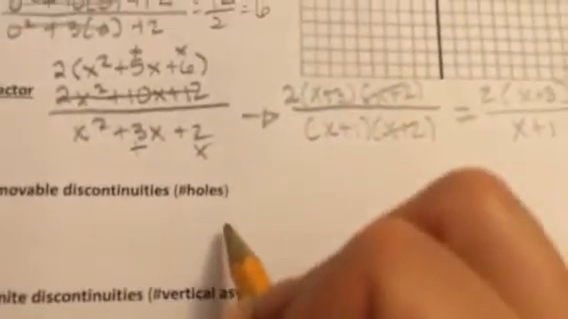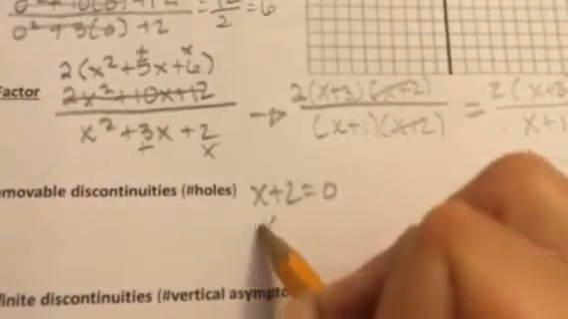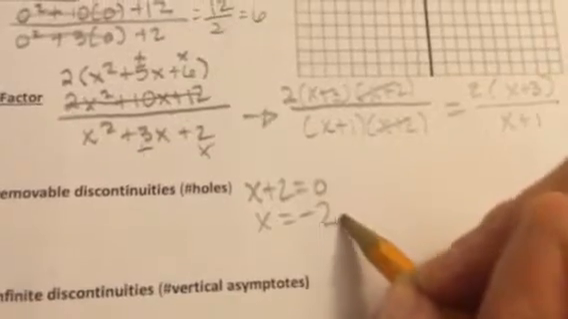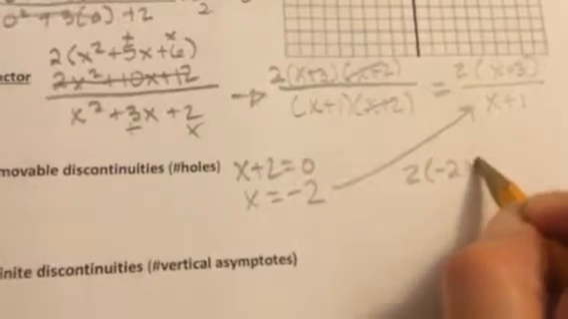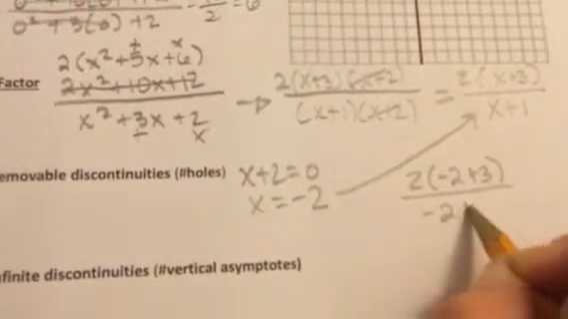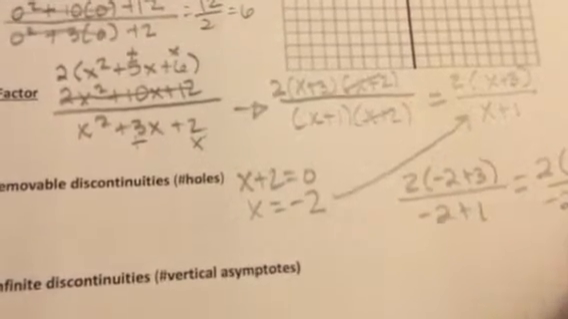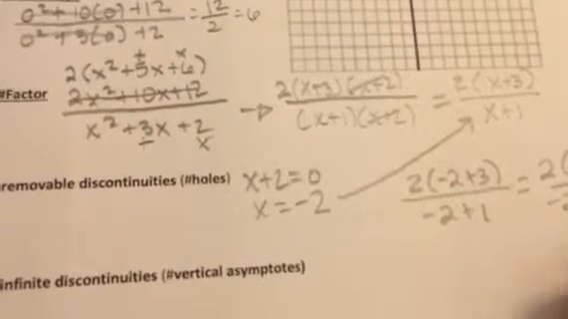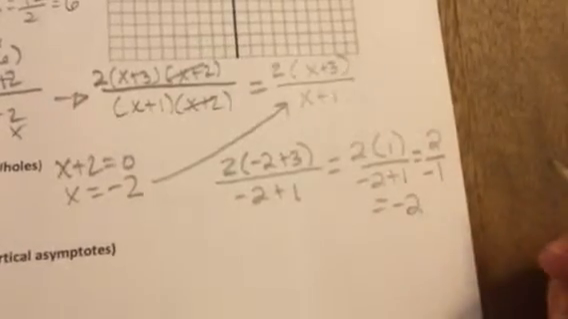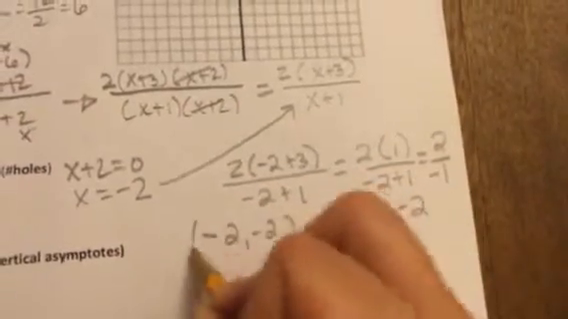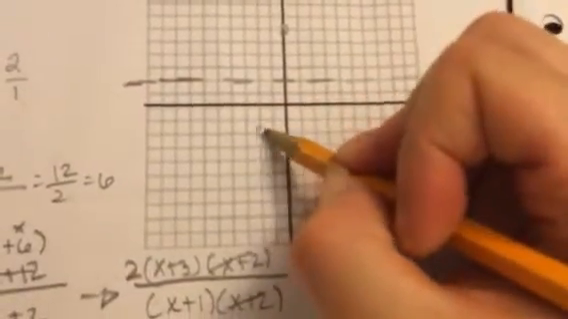Now, to find the holes, we just take this x plus 2, what we crossed off, and set it equal to 0, and solve. So we'll get negative 2. Then we plug that into here, because remember, your holes are a point. So it's going to be 2 times negative 2 plus 3 over negative 2 plus 1. So I get 2 times 1 over negative 2 plus 1. So 2 divided by negative 1 is just negative 2. So there's your hole, negative 2, negative 2. So I'm going to plot that point right here. Negative 2, negative 2, put your hole.